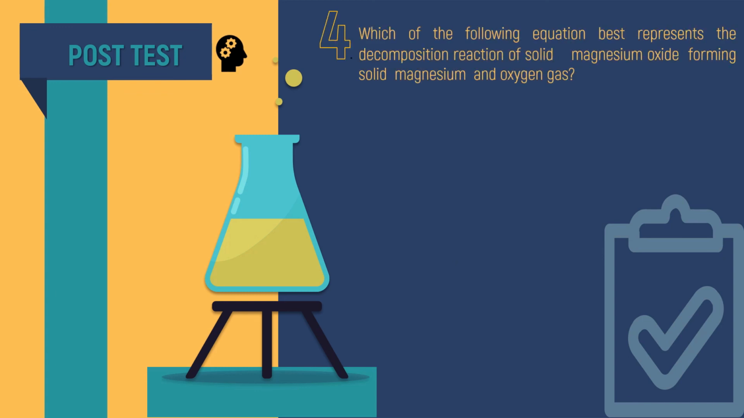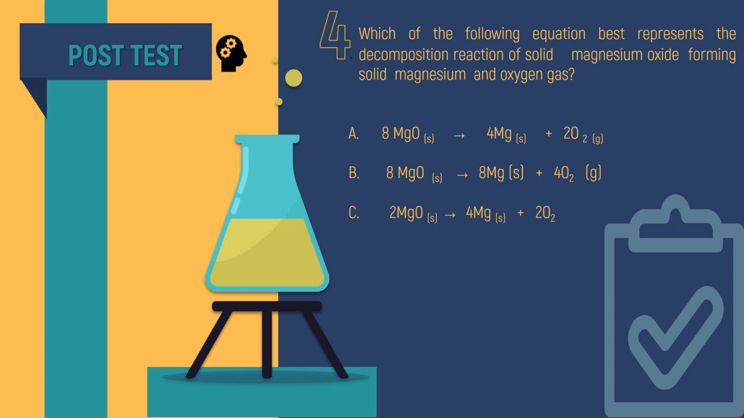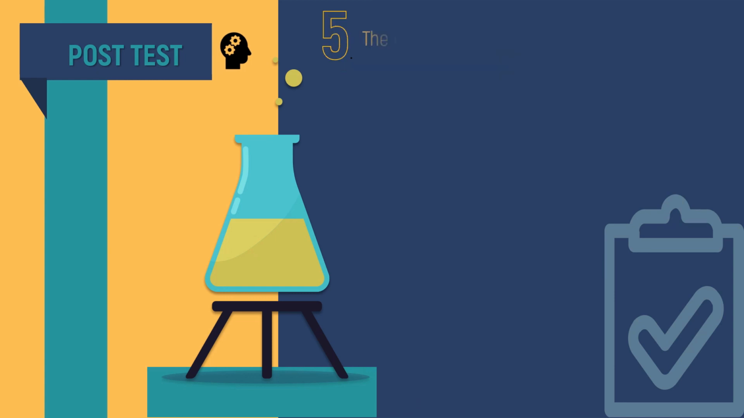Number 4. Which of the following equations best represents the decomposition reaction of solid magnesium oxide forming solid magnesium and oxygen gas? A. 8 moles of magnesium oxide decomposes, producing 4 moles of magnesium and 2 moles of oxygen gas. B. 8 moles of magnesium oxide decomposes, producing 8 magnesium plus 4 moles of oxygen gas. Letter C. 2 moles of magnesium oxide decomposes, producing 4 moles of magnesium plus 2 moles of oxygen. And letter D. 2 moles of magnesium oxide.